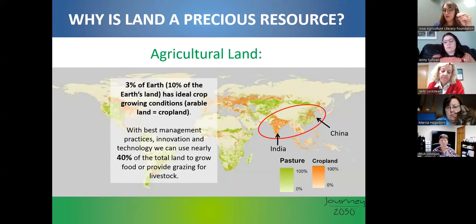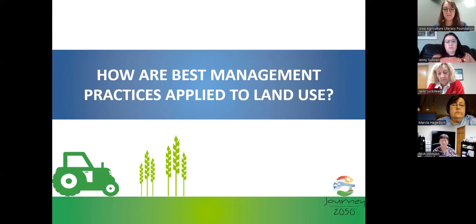Okay, so here's kind of where they're addressing that difference between the cropland and the rangeland. So 3% of Earth's surface, 10% of the land has ideal growing conditions for cropland, but we can use nearly 40% to provide food with grazing livestock. So goats need considerably less nice land than corn does.